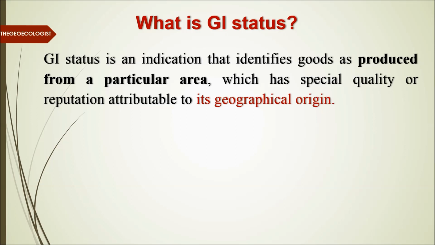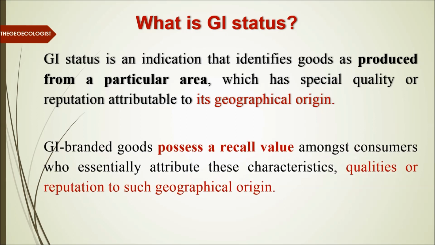So many people confuse between GI status and GI tag. Status is your indication, but tag is your identity. That is the basic difference. So GI status is an indication that identifies goods as produced from a particular location, that is, geographical origin. And GI branded goods possess a recall value in customers. Remember, they are so unique that people recall, oh, this product is from a particular place.